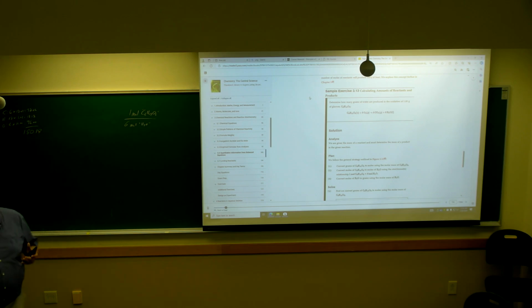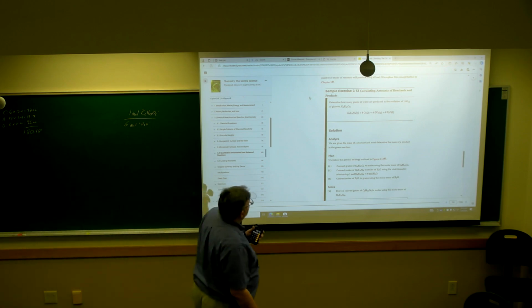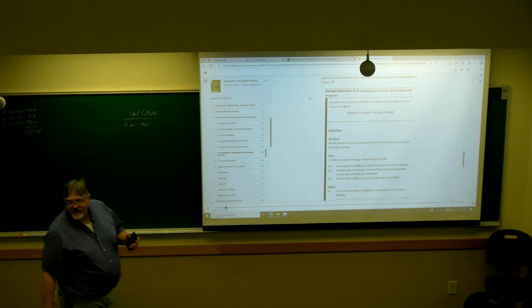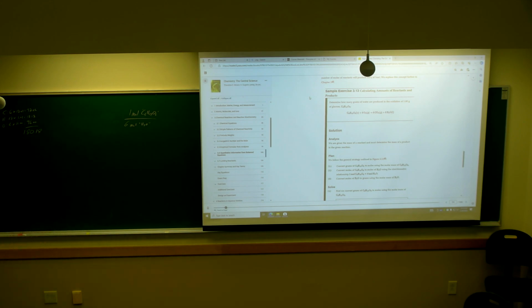Did I end on this problem last time? I must have done one with glucose in it. That seems too familiar. I did do this one, didn't I? I'll do a different one if I've already done this one. I'll finish it.